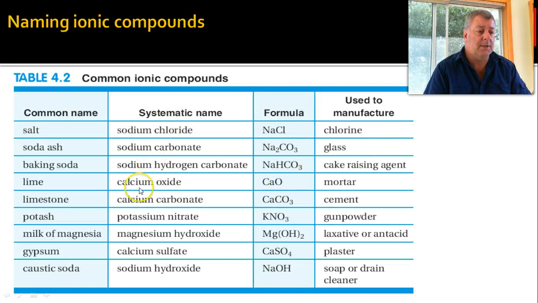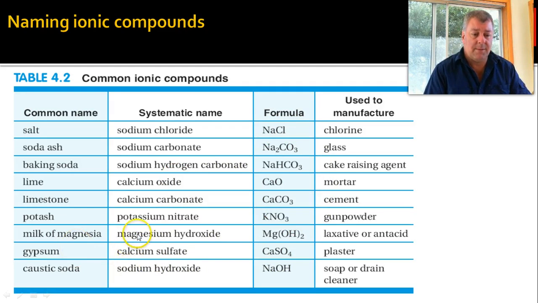Now these are some common examples. For example, salt: there's a common name, systematic name, formula, and what it's used for. Sodium chloride, NaCl, sodium carbonate, Na2CO3, sodium hydrogen carbonate. So some formulas are complicated, some are easy. Calcium oxide. These are all things that we've used.